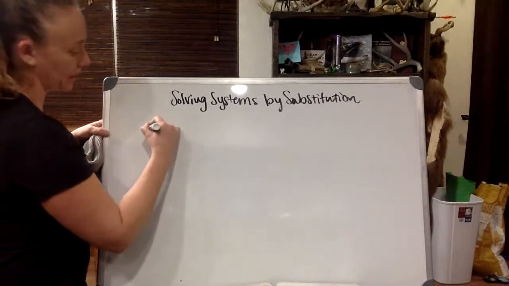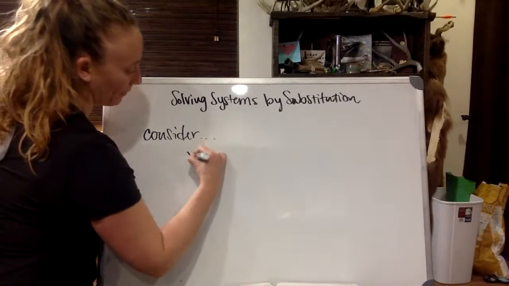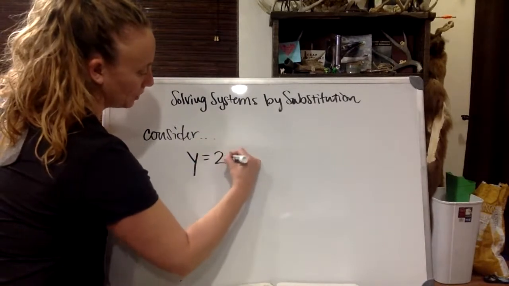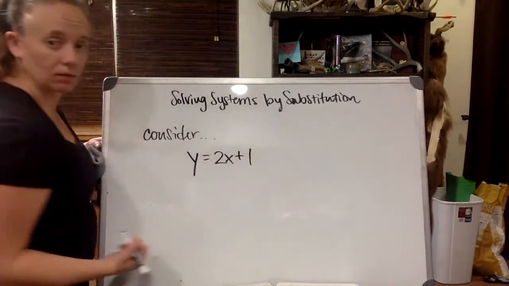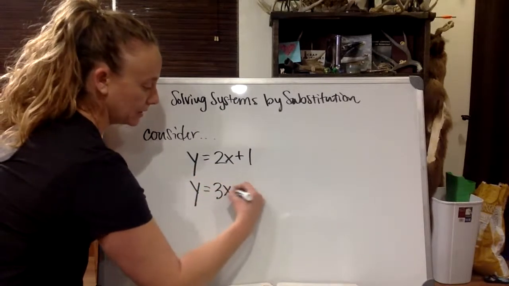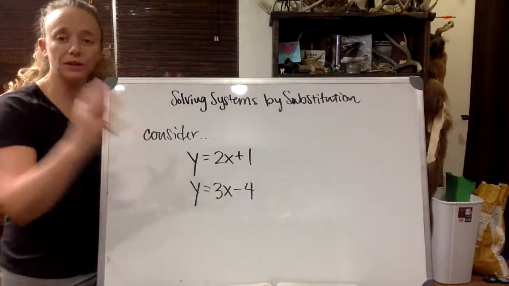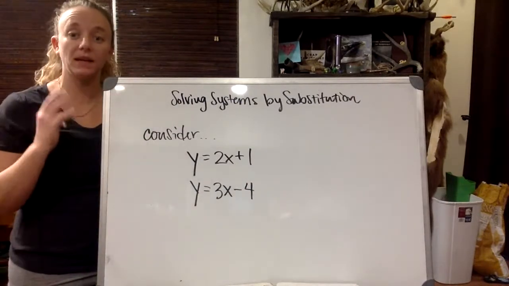So now we're going to consider: we have y is equal to 2x plus 1, and we have y is equal to 3x minus 4. Now, hopefully you're looking at these and saying, oh, they're in slope-intercept form. Awesome, I could graph them. And yes, you totally could.